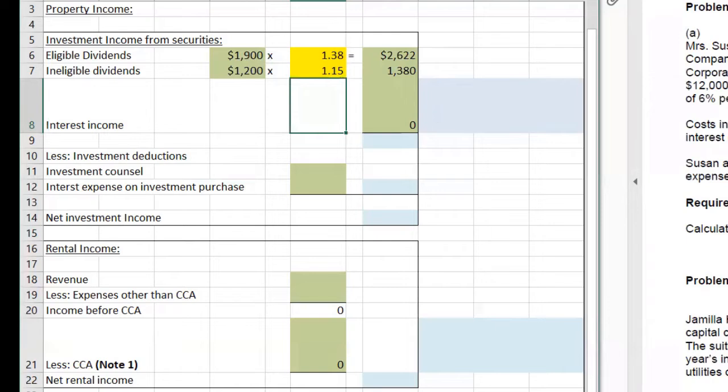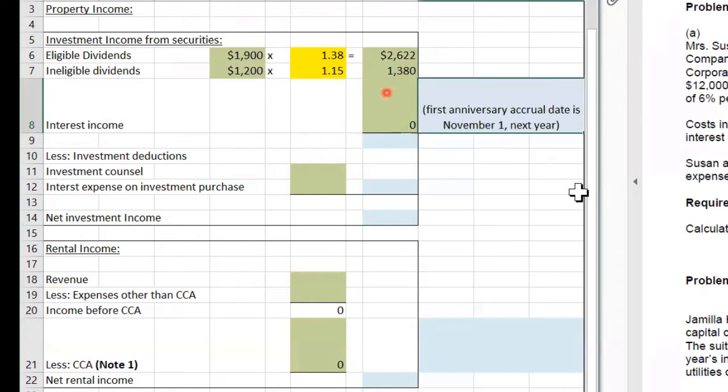However, given that the bond was purchased during the current year, the requirement for interest accrual is the latest the anniversary date. So Susan does not need to and is not going to accrue any interest for the current year, right? Susan here will have interest income of nothing. The first anniversary accrual date would be November the 1st of the subsequent year, right? So the following year, meaning nothing has to actually be recorded this year. There is no interest income for this year.